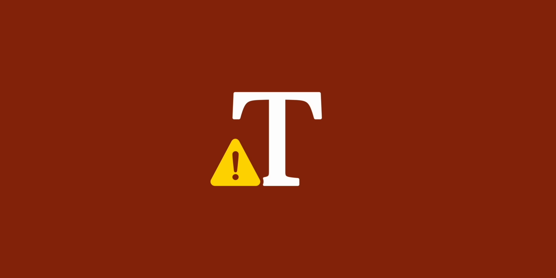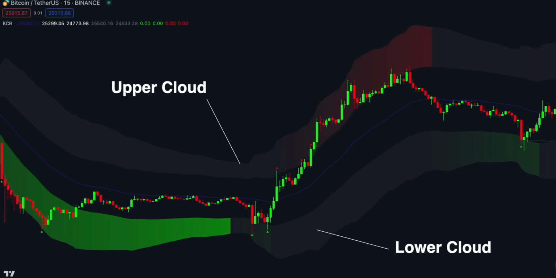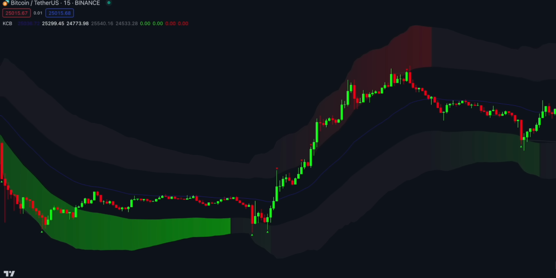The second component is the cloud. It is calculated by adding a multiple of the ATR to the middle line. The ATR is a measure of volatility, so this cloud adjusts as volatility increases or decreases. The upper cloud acts as dynamic price resistance. It can also change its color to reflect how overbought the market is. The lower cloud serves as dynamic support. When it turns green, the market is oversold or cheap to buy.